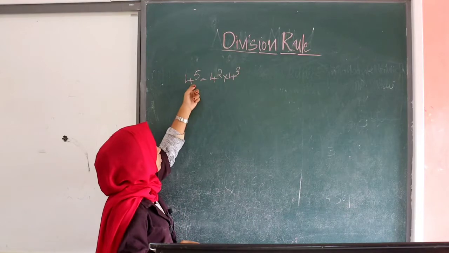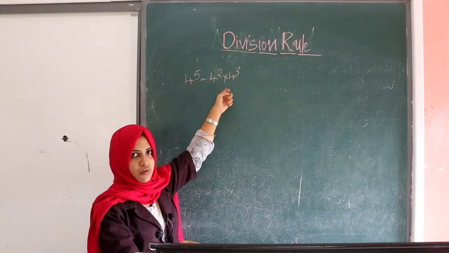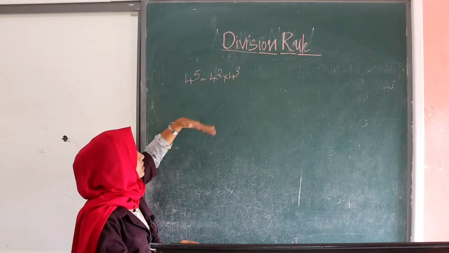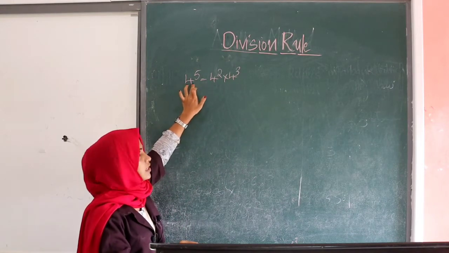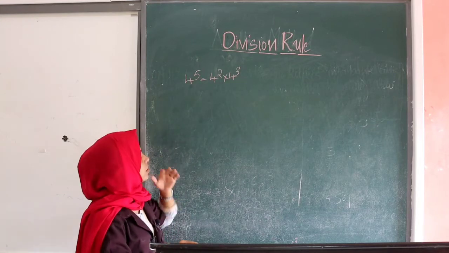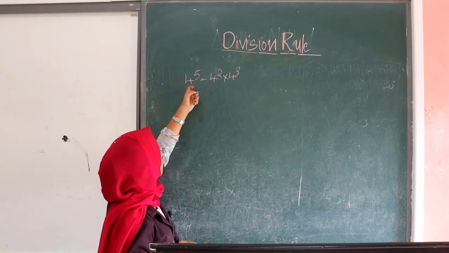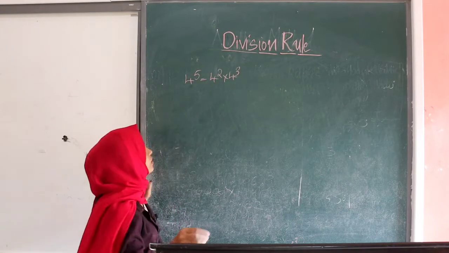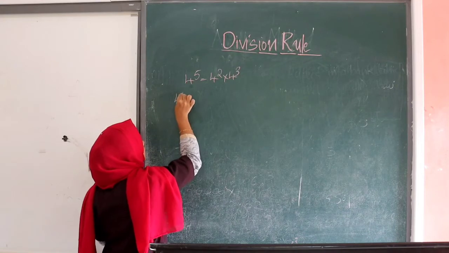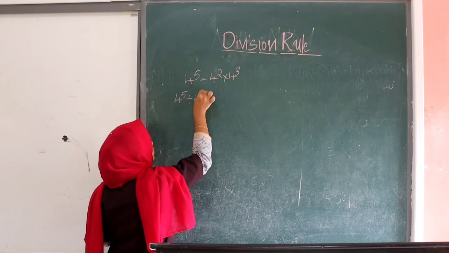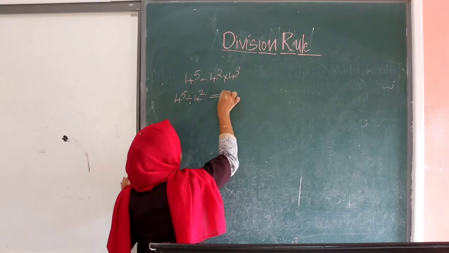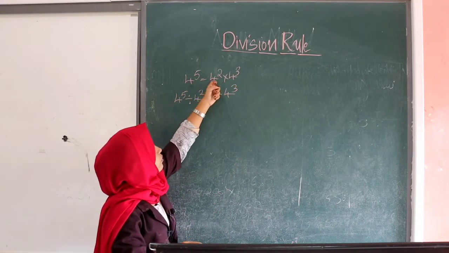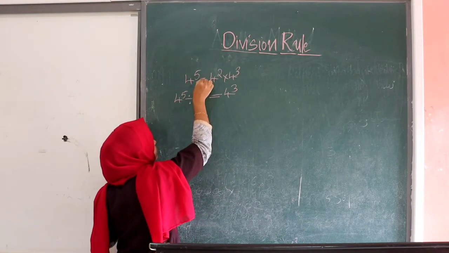Here, 4 raised to 5 is equal to 4 raised to 2 into 4 raised to 3, using the product rule we learned in the previous class. Then what do we get on dividing 4 raised to 5 by 4 raised to 2? Using the product rule we get 4 raised to 3.